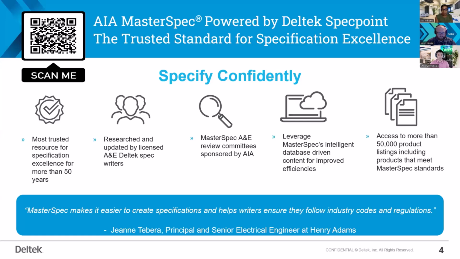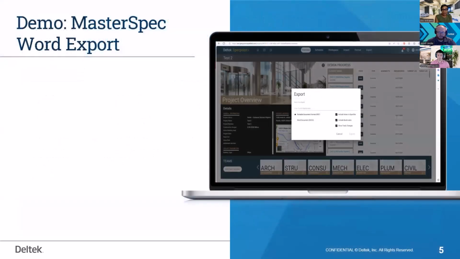Specpoint, the new home of AIA MasterSpec, offers over 50,000 product listings, many of which meet MasterSpec's stringent standards, ensuring confidence in your specification development. AIA MasterSpec, powered by Deltek Specpoint, the trusted standard for specification excellence.